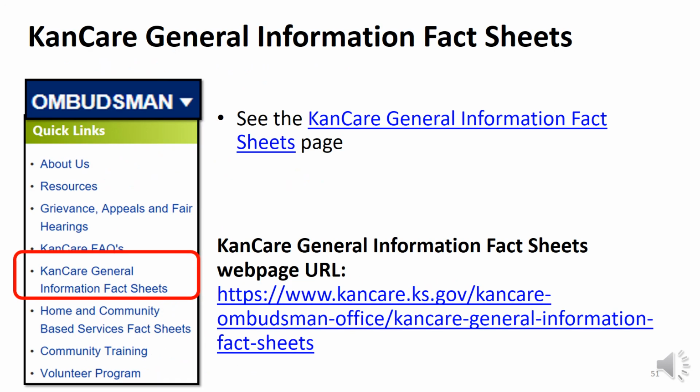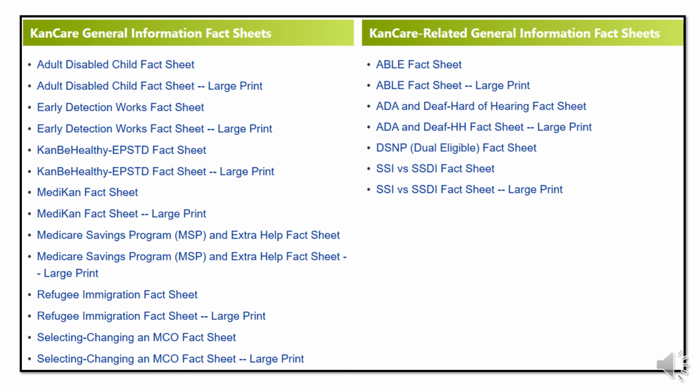Also, on the KanCare Ombudsman's webpage, you can see the KanCare General Information Fact Sheets. To go directly to that URL, it is https://www.kancare.ks.gov/kancare-ombudsman-office/kancare-general-information-fact-sheets. When you click on that KanCare General Information Fact Sheets, here is an example of the page you'll see. Of course, we're constantly updating this and updating the information that's there and also adding more. So a lot of good resources here as well. Some of these we've mentioned in the video and some of these are additional resources.